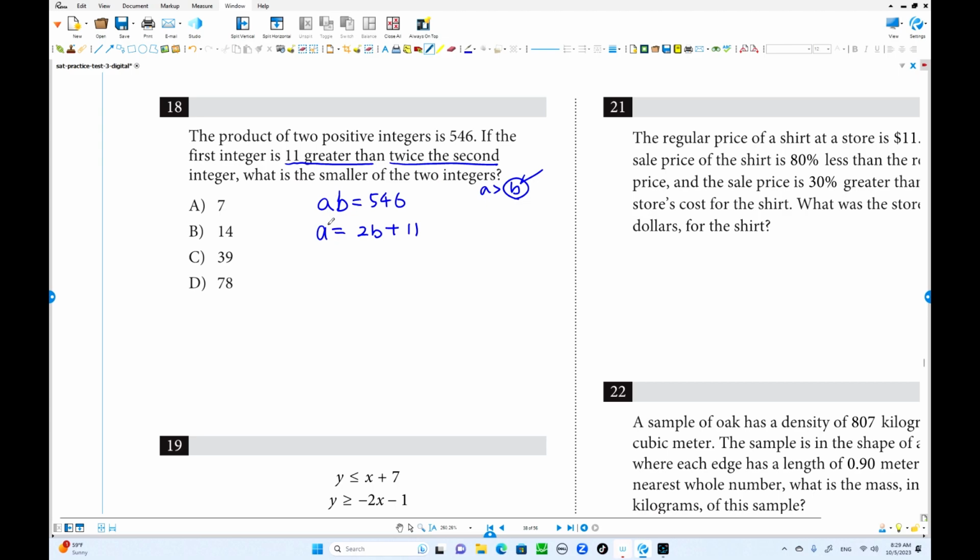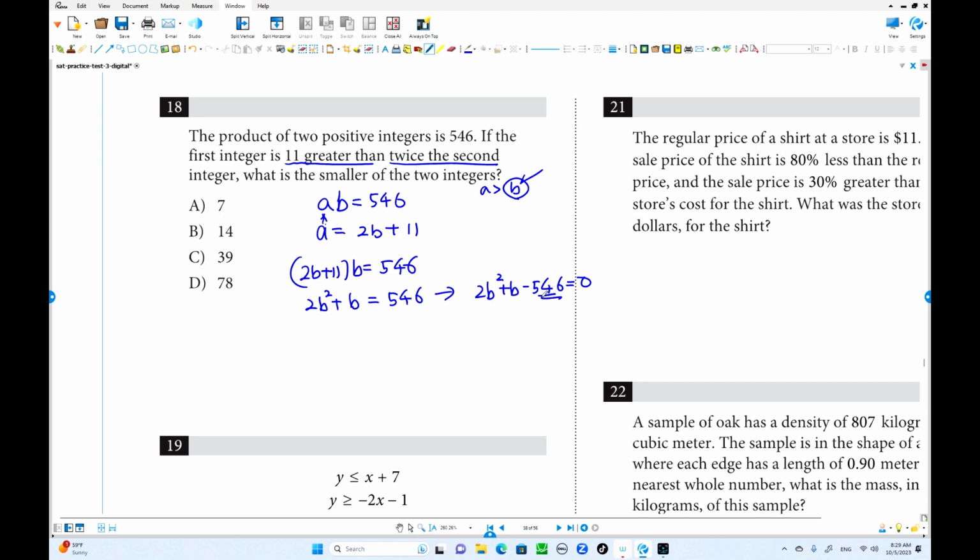How can you find B? Replace A over here. So A equals 2B plus 11. I'm going to use this one here. This is A, right? So (2B plus 11) times B equals 546. 2B squared plus 11B equals 546. Maybe you can solve it this way too. 2B squared plus 11B minus 546 equals 0. You can factor this one, right?